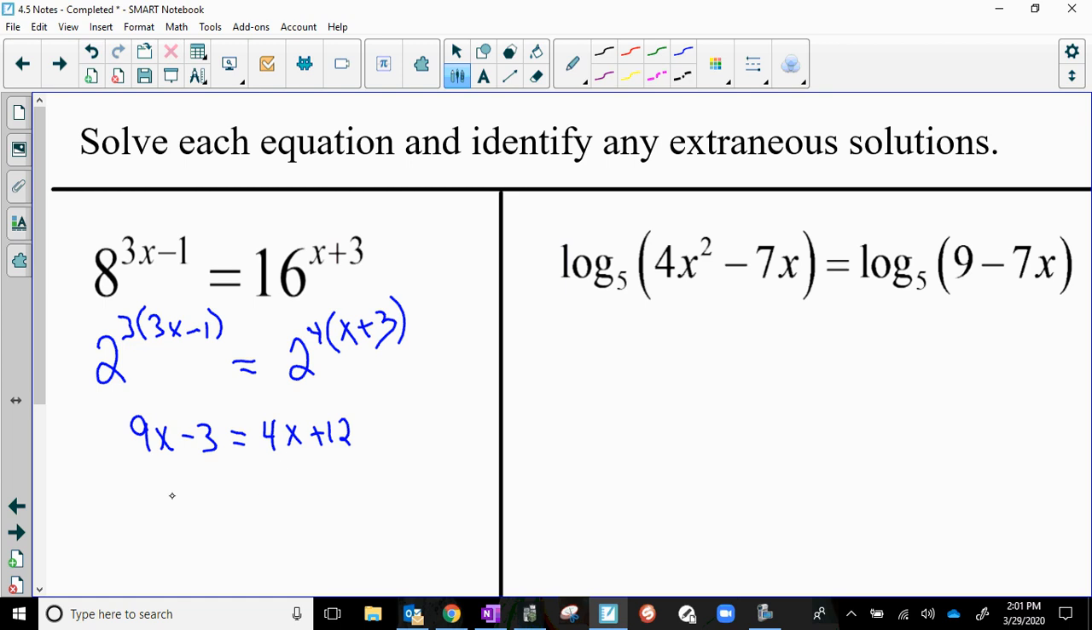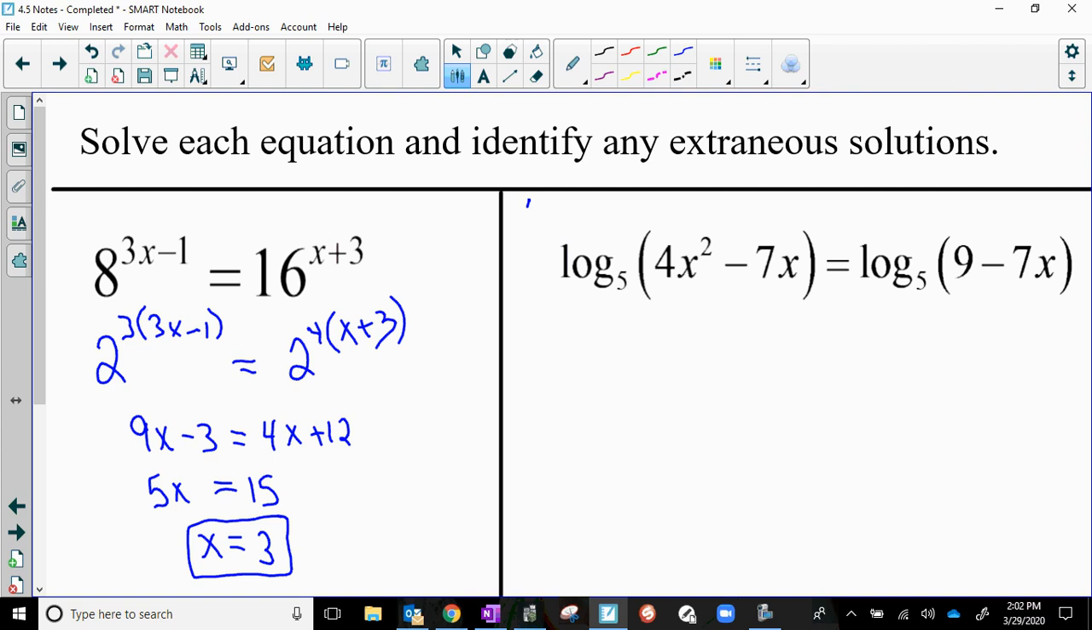We're going to collect our x's on one side. So let me subtract that 4x over. We're going to add the 3 to the other side. We get 5x equals 15. We got x equals 3. I have no worries about extraneous solutions on this problem. I shouldn't have any. If I check it and it doesn't work, then I've made an error. I'm worried about the logarithm problems.